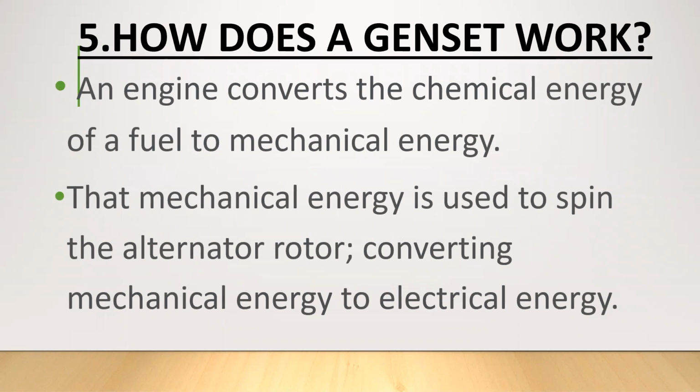So the fifth subtopic contains how does a genset work? An engine converts the chemical energy of a fuel to mechanical energy. That mechanical energy is used to spin the alternator rotor, converting mechanical energy to electrical energy. So in simple words, an engine inside the genset converts the chemical energy to mechanical energy. The mechanical energy is then used to spin the alternator rotor, which means the mechanical energy gets converted to electrical energy.